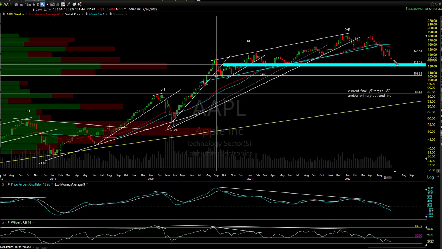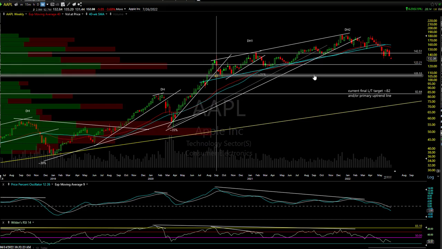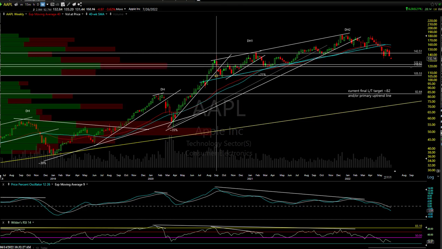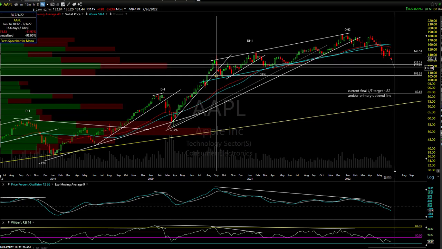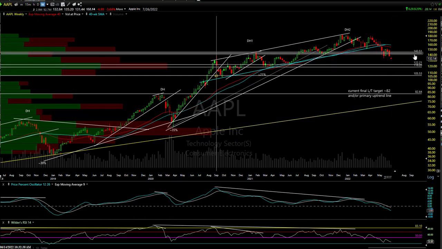So a little more downside. Apple, let me just give you key levels. This is not a hard level. I'm going to make it a zone for you. I'm going to say right here, from about 122.20 down to about 118.20. That's my next target and next support on Apple. It's broken this first target.